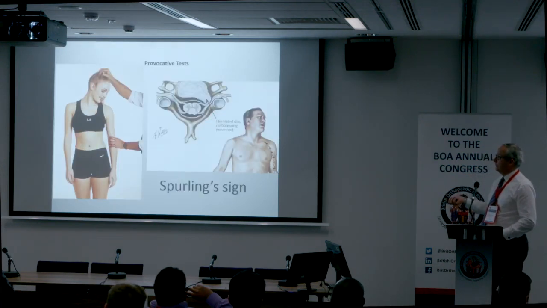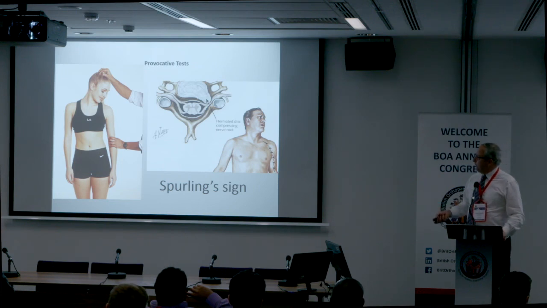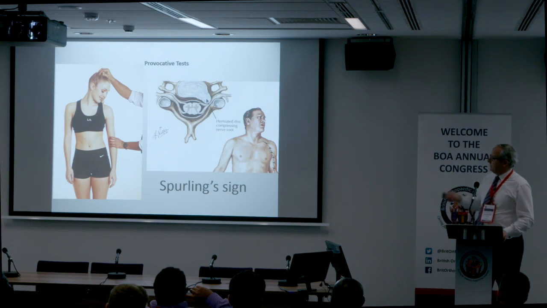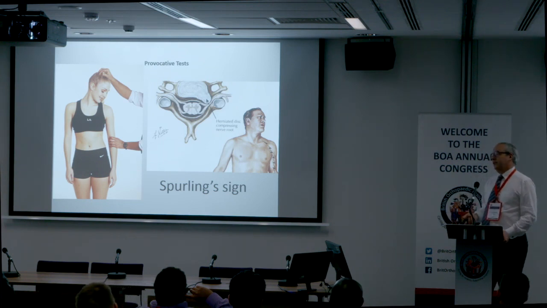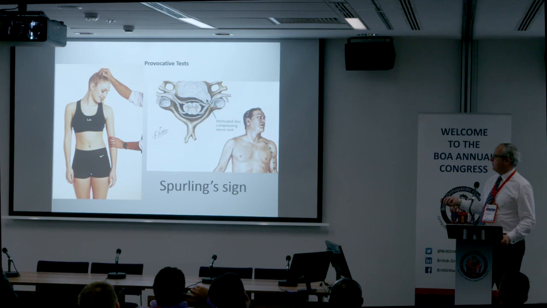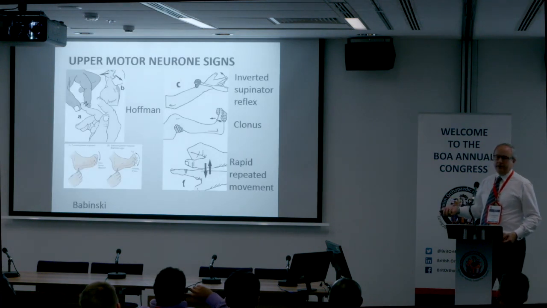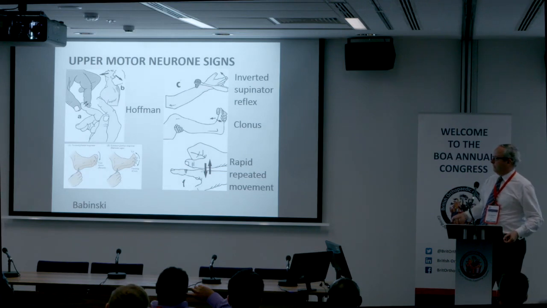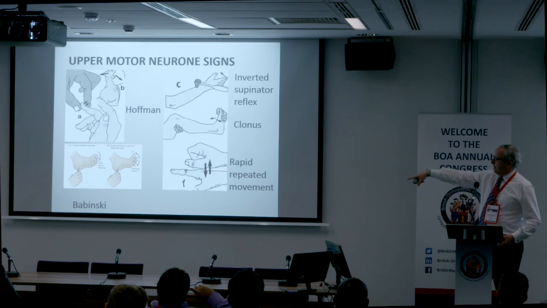So you do have to be thinking as you go along. That's really important. Some provocative tests, Spurling's test, you need to be able to know how to do that. The idea is you move the neck to nip the nerve and they get an increase in their pain. That's quite a useful test. You need to have a think about some upper motor neuron signs. This is quite important, and we'll talk about this afternoon. And these are the ones that I tend to use. The Hoffman, the clonus is very easy to do.